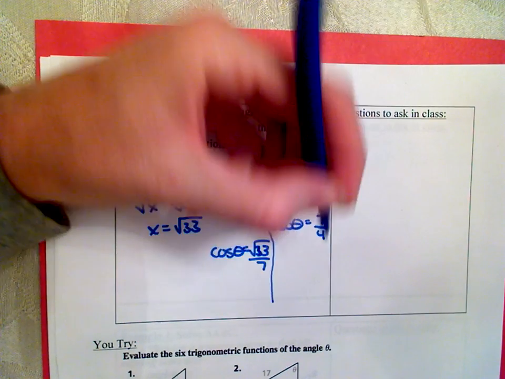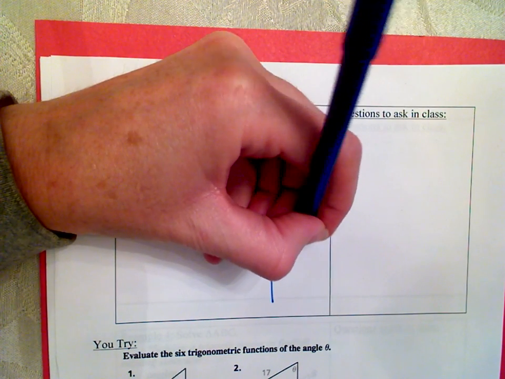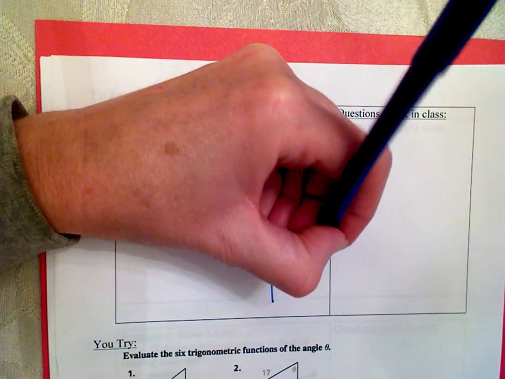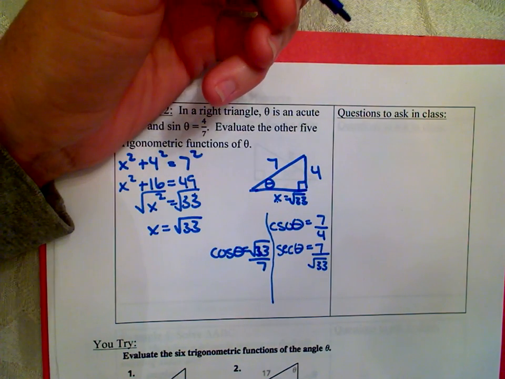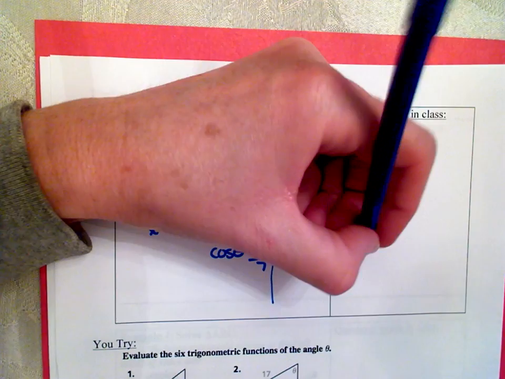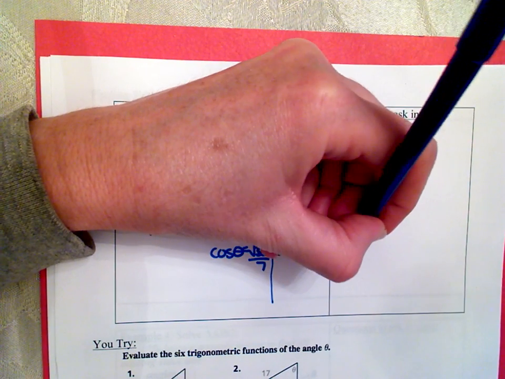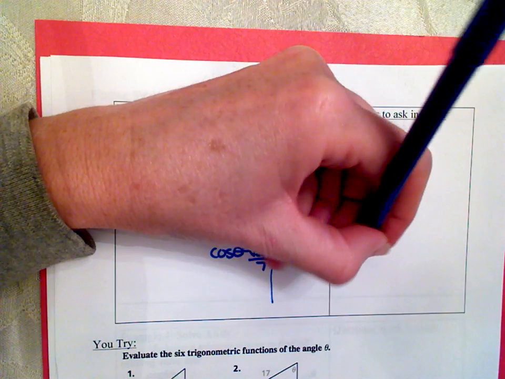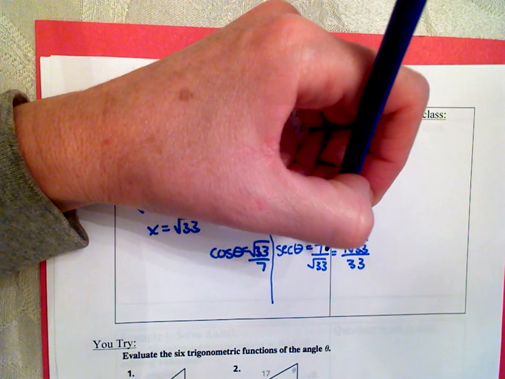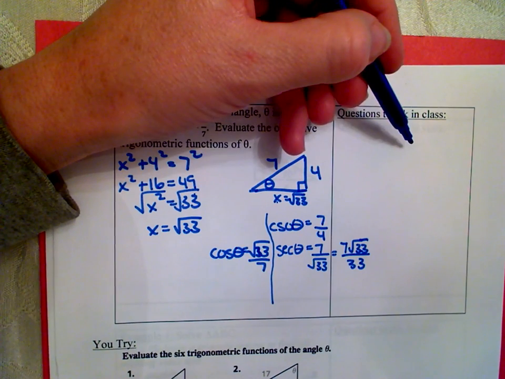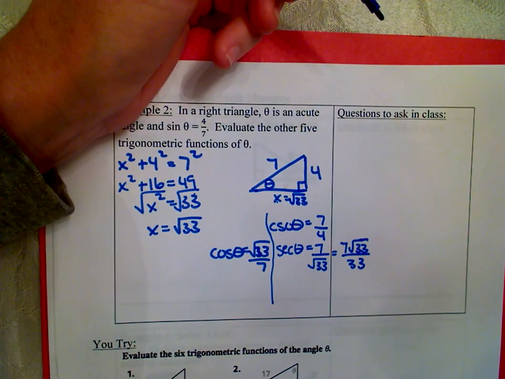And so then I'll immediately do secant. Secant will be 7 over the square root of 33, but if you remember from the last unit, you shouldn't leave a square root in the bottom. The simplified answer will be 7 square root of 33 over 33. And again, if you don't remember how I calculated that, write down that question in this box, and we will go over that in class tomorrow.